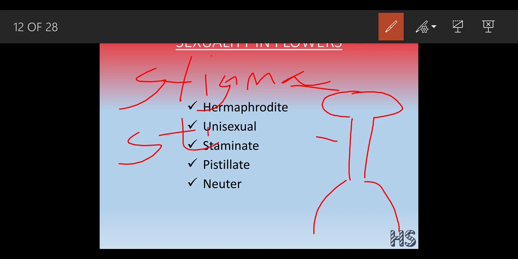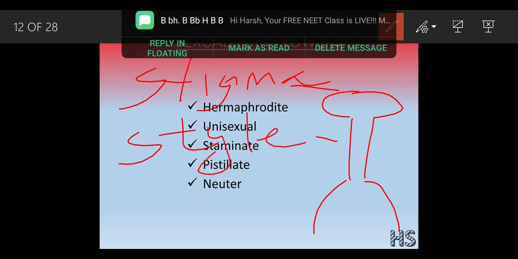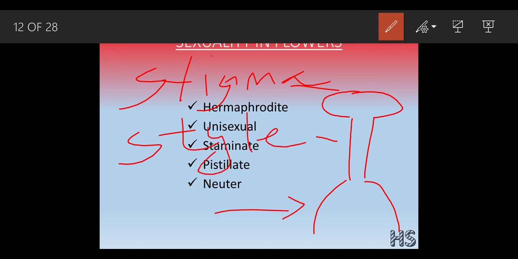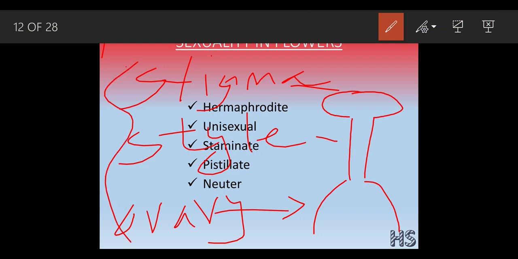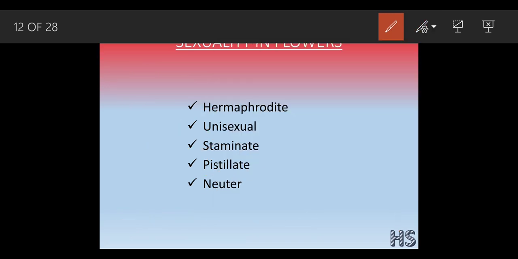This is nothing but the style, and this is the ovary. If all these three parts are present, then we would consider that the flower is female in nature. But using the word female is very strange, so we would use a biological term, that is pistillate. We are going to use a biological word, that would be pistillate.